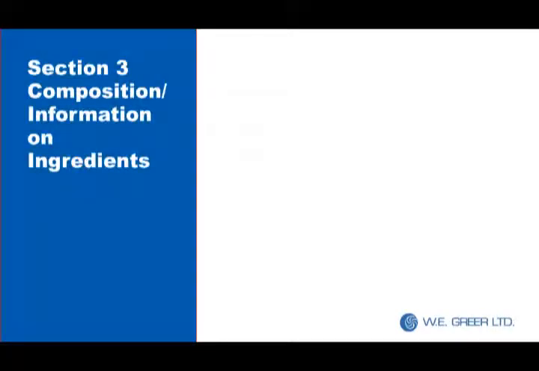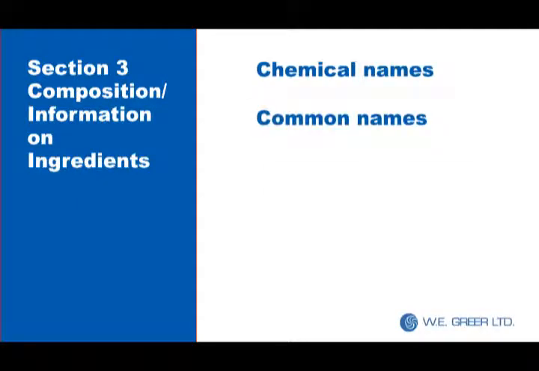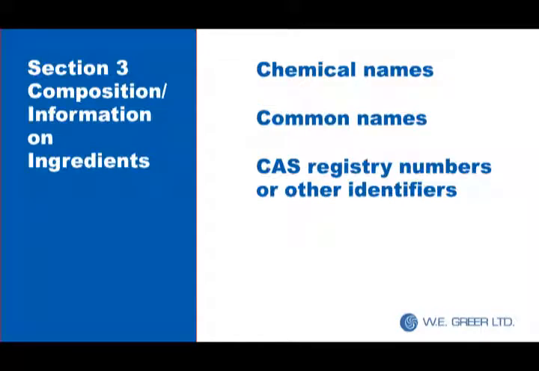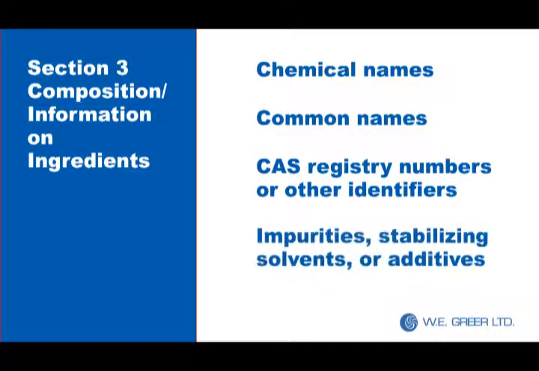Section 3, composition or information on ingredients, includes the ingredient chemical names, the common names, CAS registry numbers or other identifiers, names of impurities, stabilizing solvents or other additives, and the concentrations of each of these chemicals.